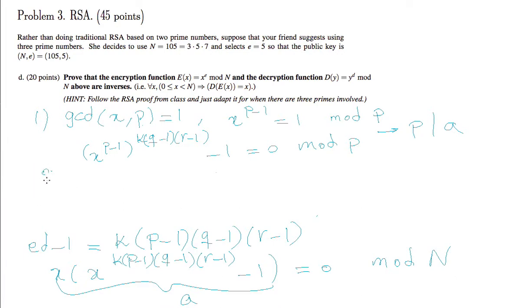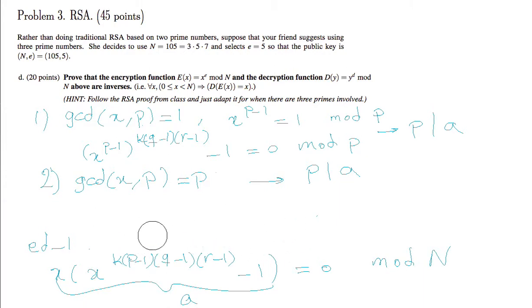So the second case is that GCD of x and p is p itself. This case is trivial since a has a factor of x, so immediately we have that p divides a. So similarly, let me erase this line. Similarly, we can prove that q divides a and r divides a.